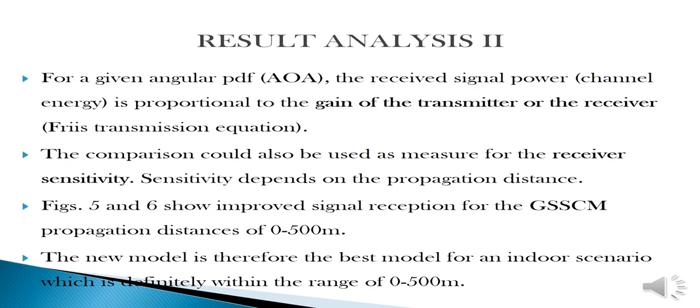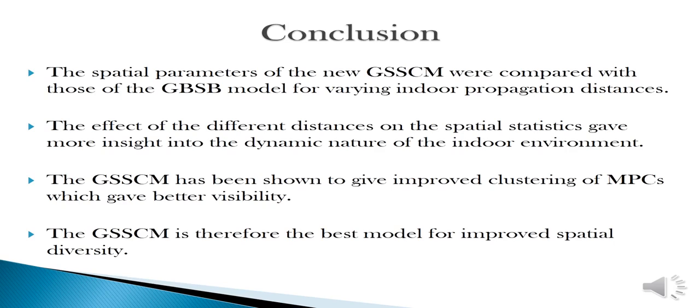Figures 5 and 6 show improved signal reception for GSSCM for propagation distances of 0 to 500 meters, as earlier stated. The new model is therefore the best model for an indoor scenario, which is definitely within the range of 0 to 500 meters.